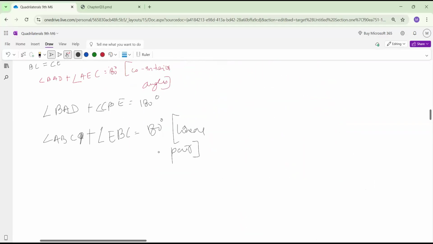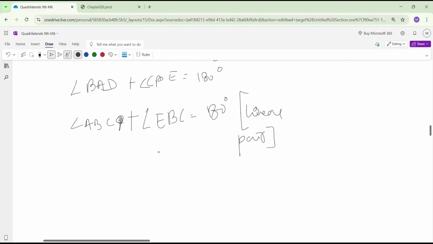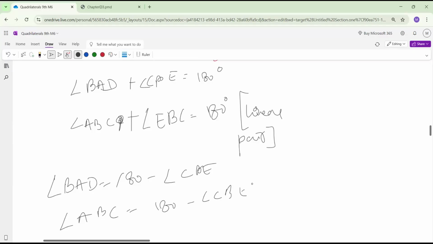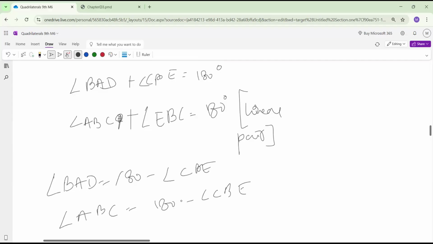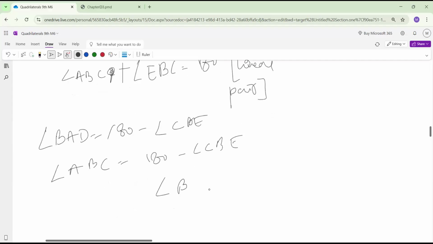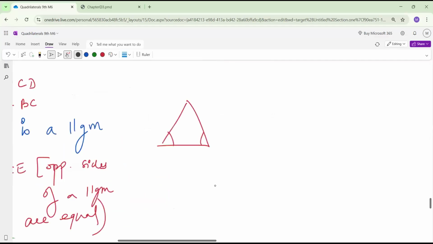Because of linear pair. Now, guys, if you see carefully, what you notice is from here I'll find angle BAD is equal to 180 minus angle CBE, and from here angle ABC is equal to 180 minus angle CBE. Since both are equal to 180 minus angle CBE, I can write angle BAD is equal to angle ABC, and this is what we needed to prove, that angle A is equal to angle B. So first part proved. Did you get this?